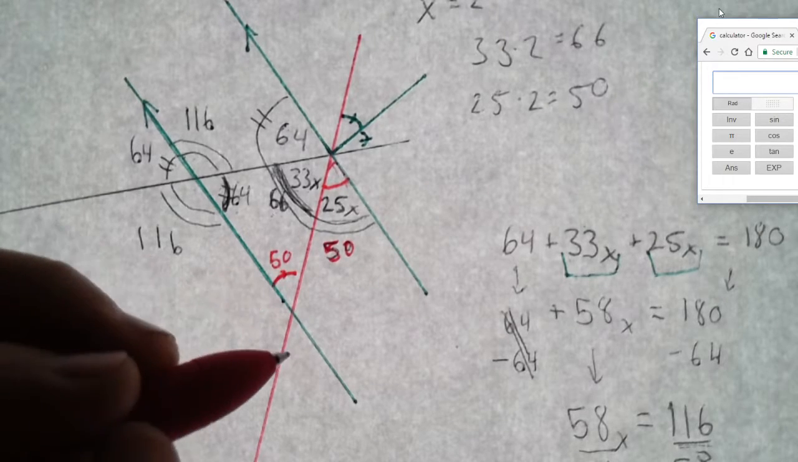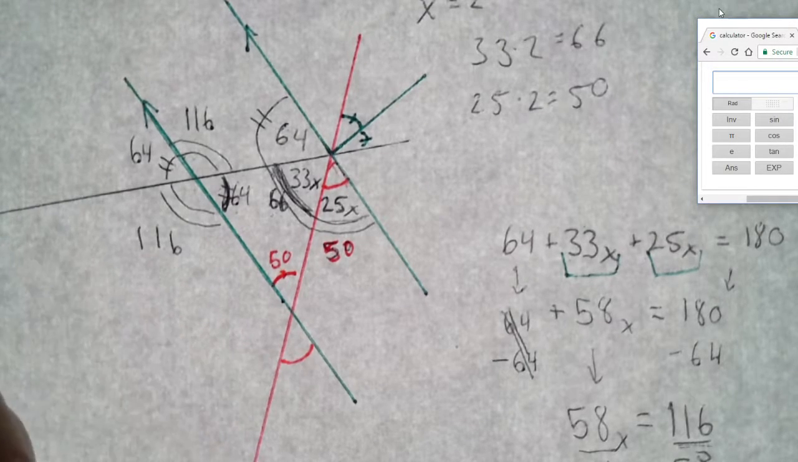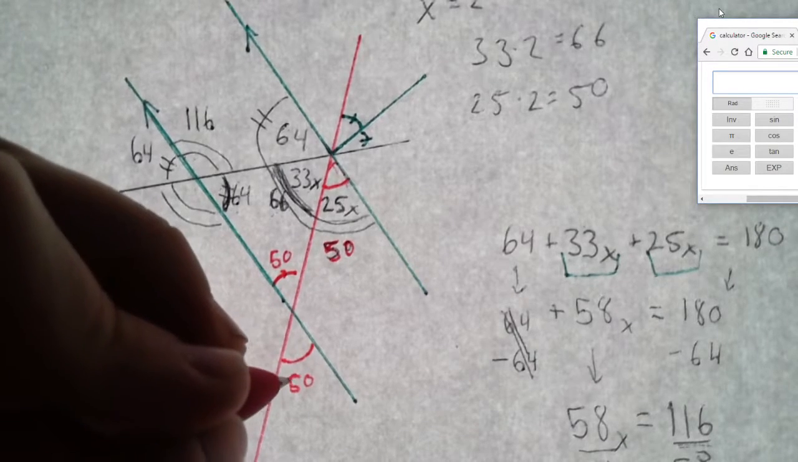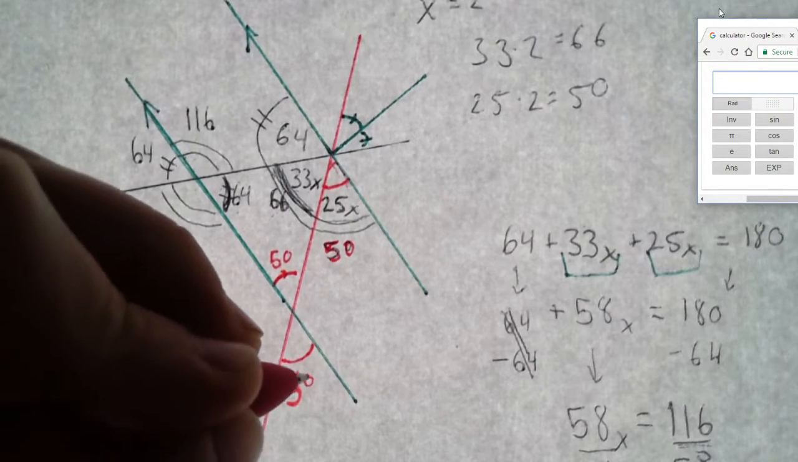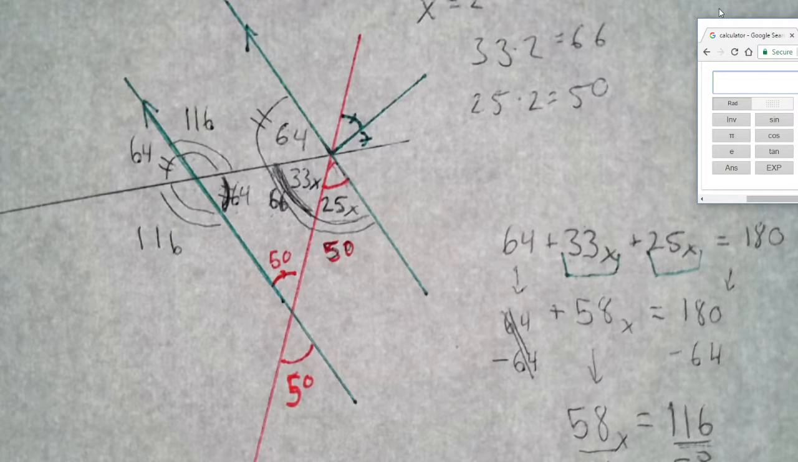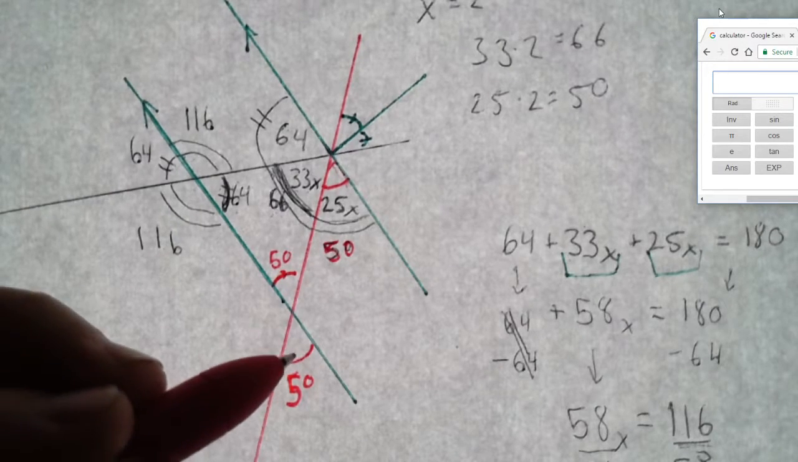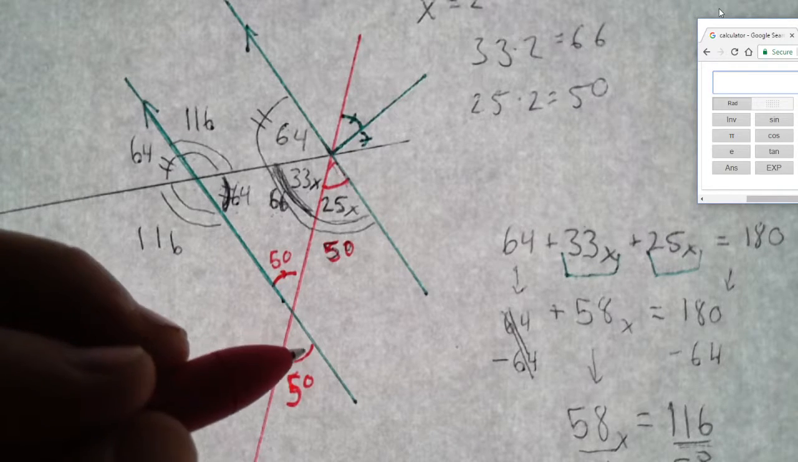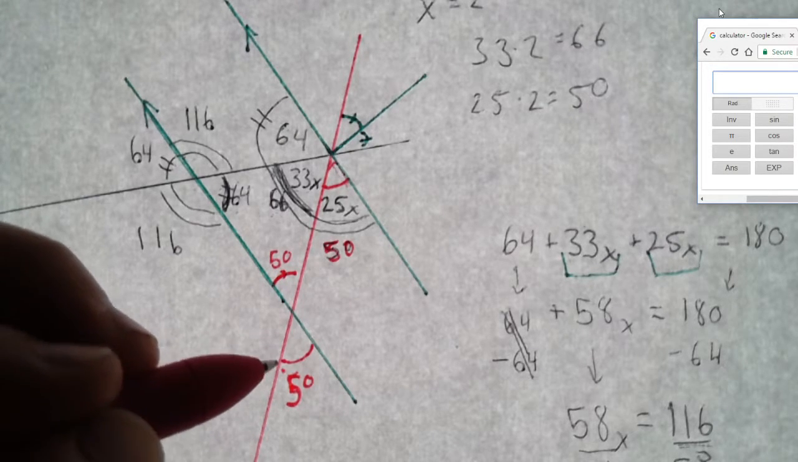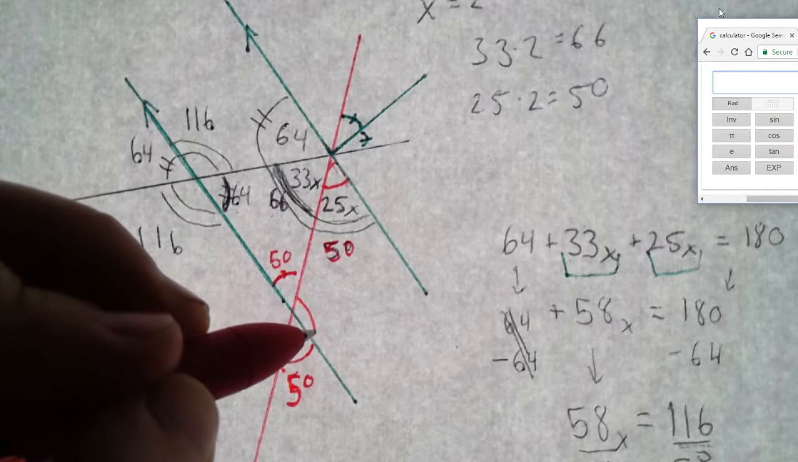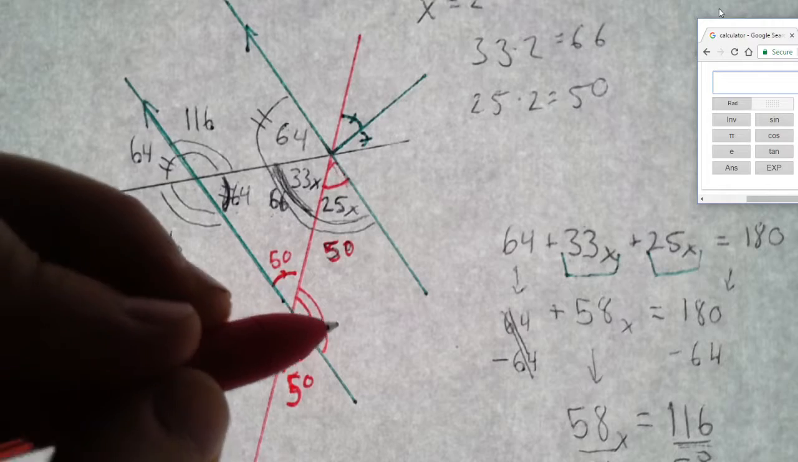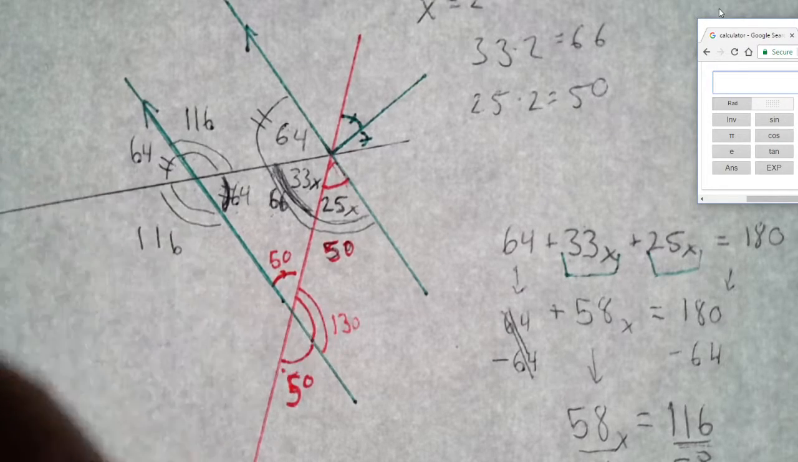Well, if this is 50, that means my opposite angle over here should also be 50. Not my opposite, my vertical angle. Sorry. This should also be 50. Okay. Now, I could use supplementary angles to get this. If this is 50, this whole thing needs to make 180, these two together. So 50, that means this will have to be 130.